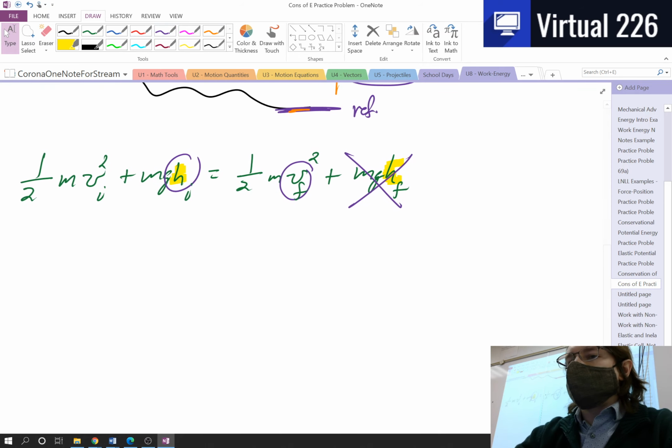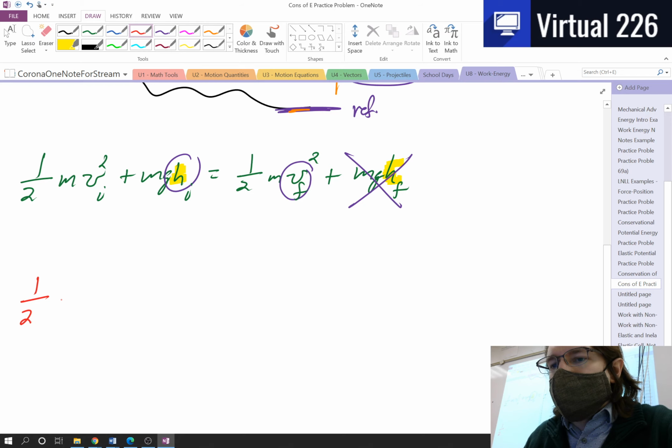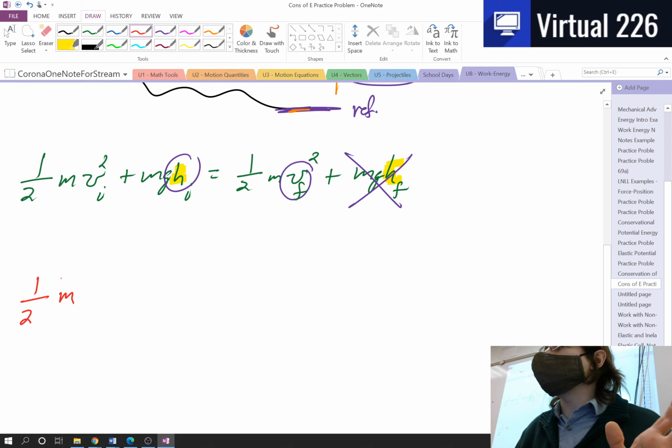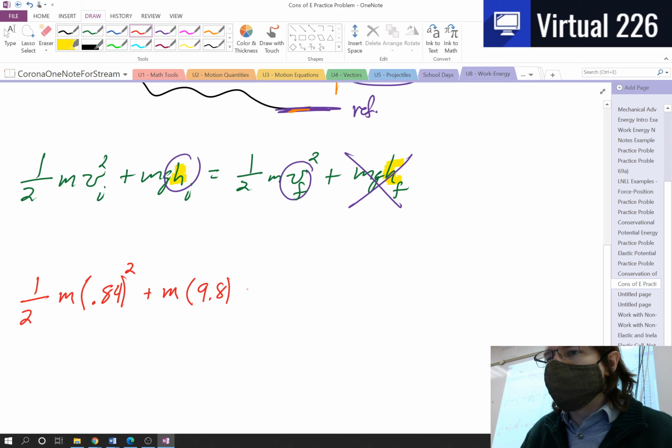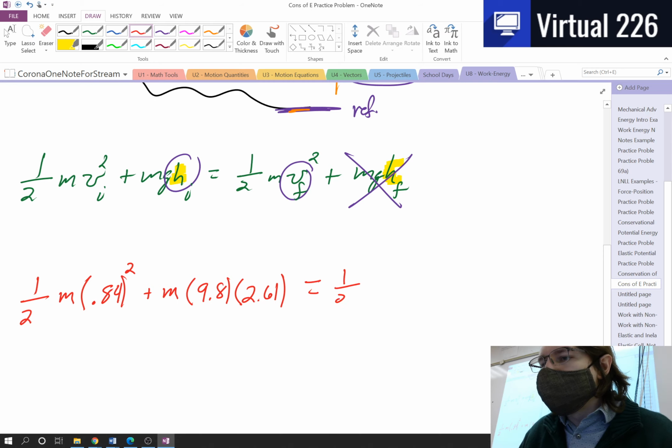So in this case, if we write this out again, we're going to have 1/2 m, and we don't know her mass, so let's just leave this as m for a second. But then we do have some things here. We know her initial velocity, 0.84 squared, plus some unknown m, times 9.8, times her initial height, that's the 2.61 meters. And this is going to be equal to 1/2 m, which we still don't know, times this final velocity squared.